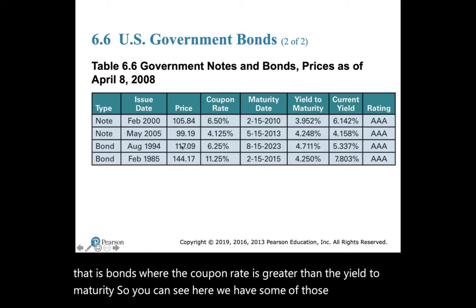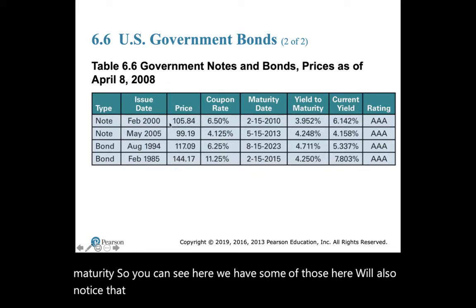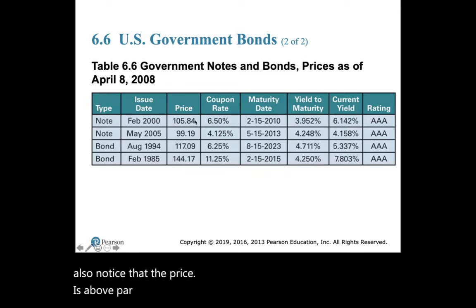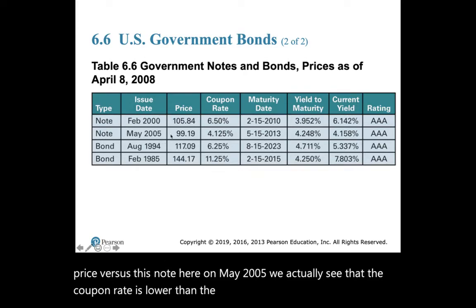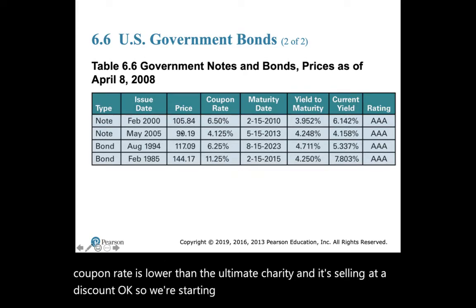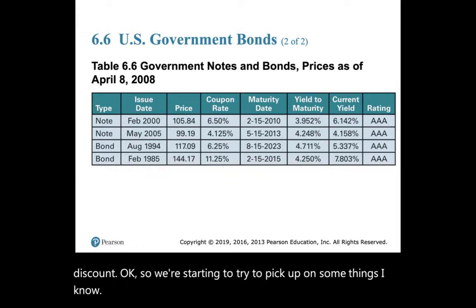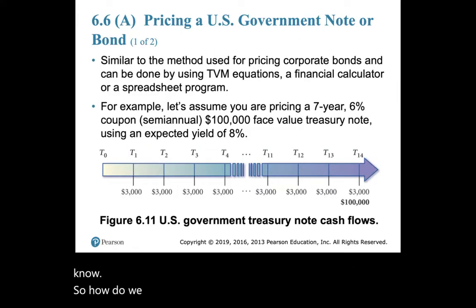We'll also notice that the price is above par value, right? So again, we're paying premium for the price versus this note here on May 2005. We actually see that the coupon rate is lower than the yield to maturity, and it's selling at a discount. Okay, so we're starting to pick up on some things. So how do we price these bonds?